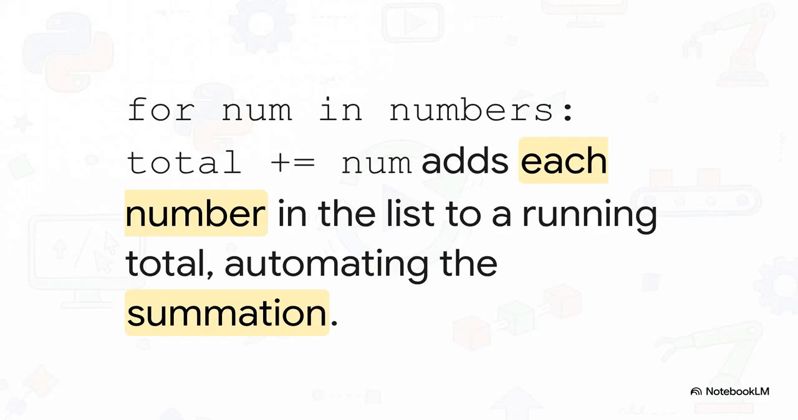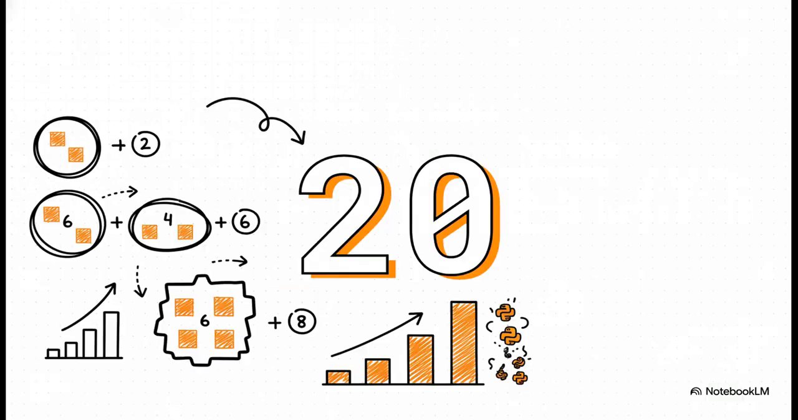Okay, let's kick it up just a little bit. Here, we want to add up all the numbers in a list. We start by creating a variable called total, and really importantly, we set it to 0. Then our loop starts. It says for every num in our list of numbers, we're going to add that number to our running total. So let's trace how that total variable grows.